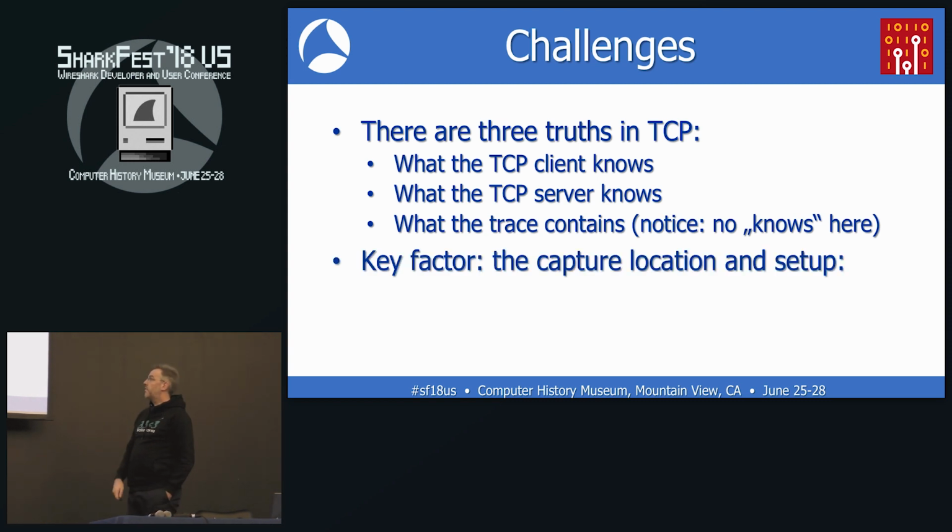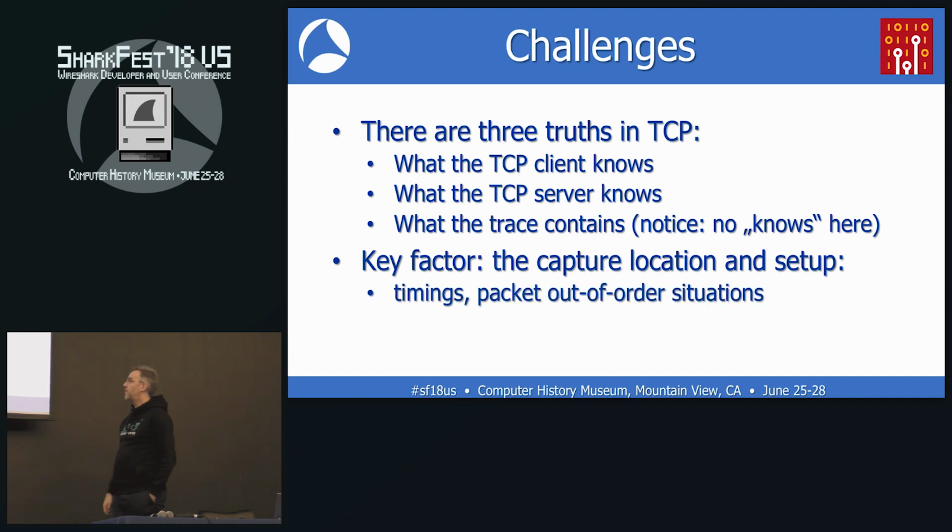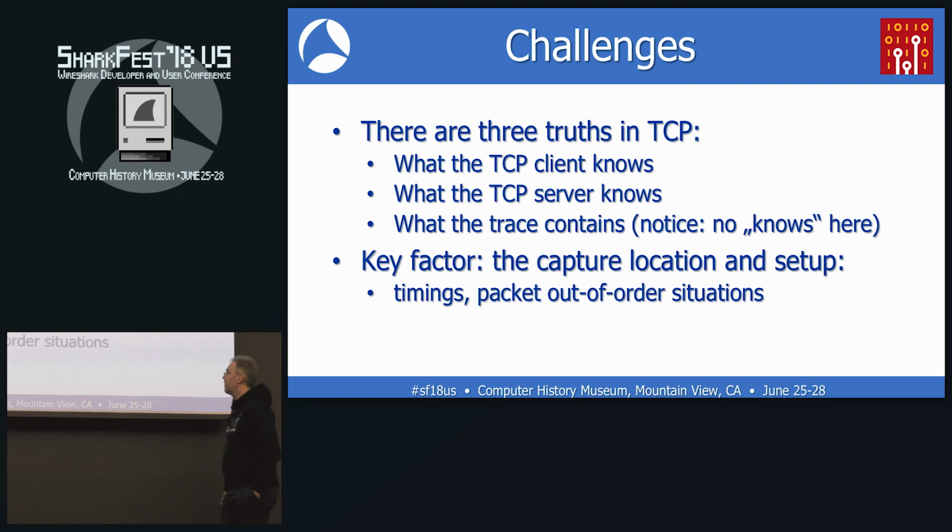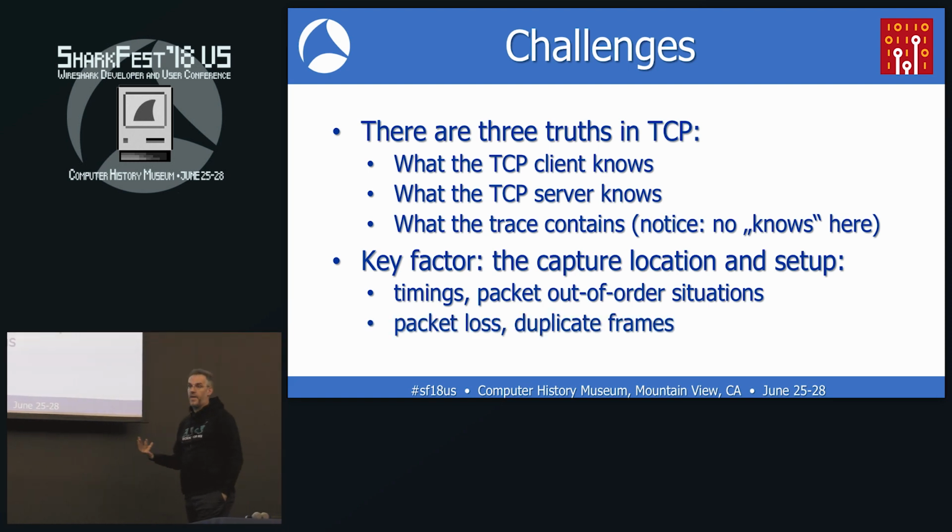So the key factor is, where are you capturing? And you can have problems with timings. You can have packet out of order situations. There could be packet loss, which could happen because the capture device isn't fast enough, or it was real packet loss. And then you could have duplicate frames.